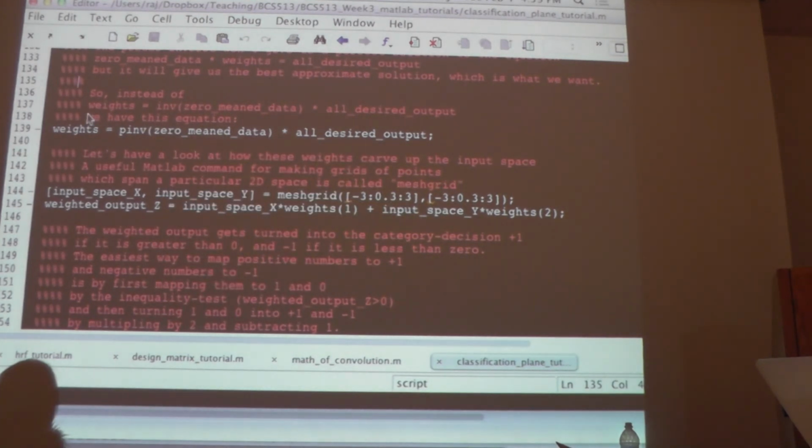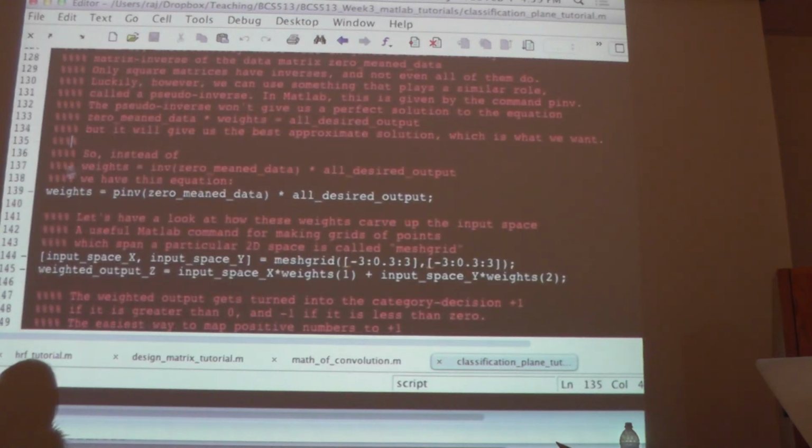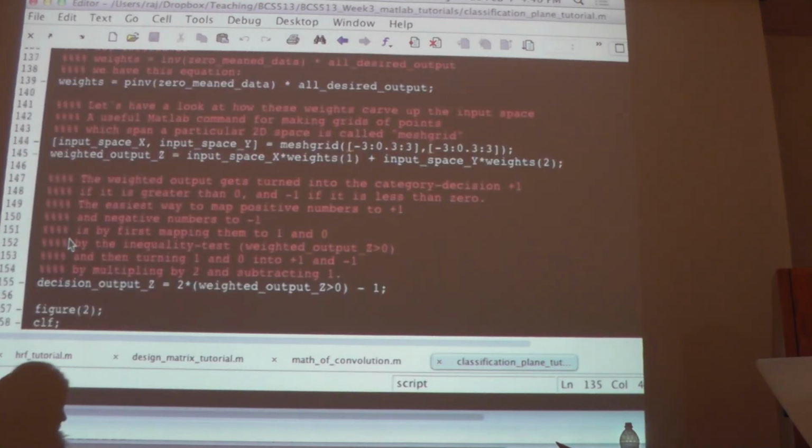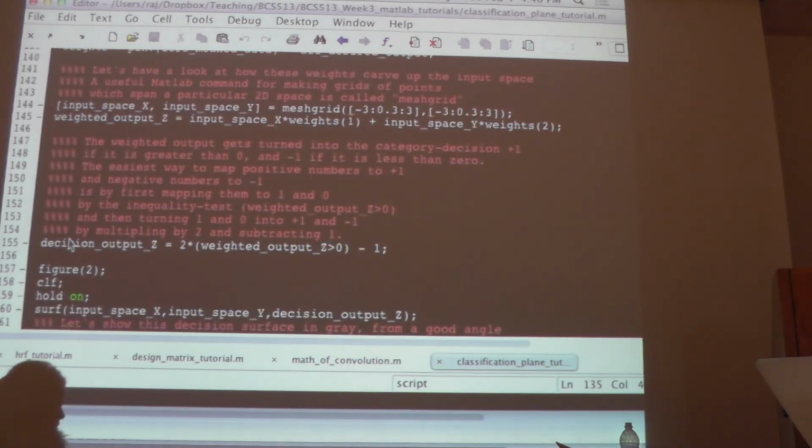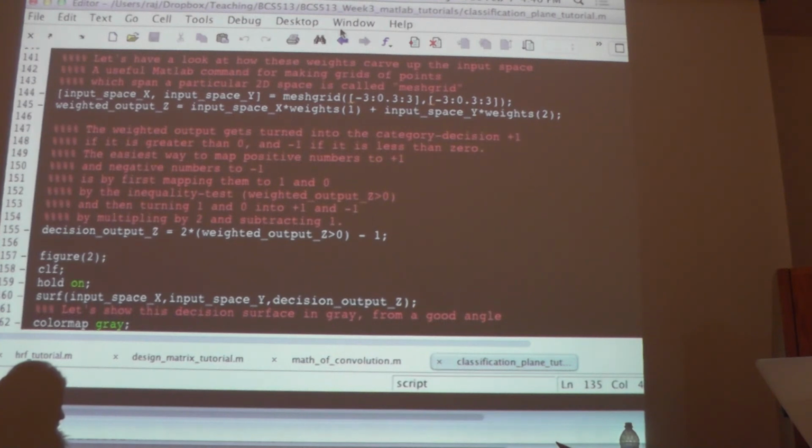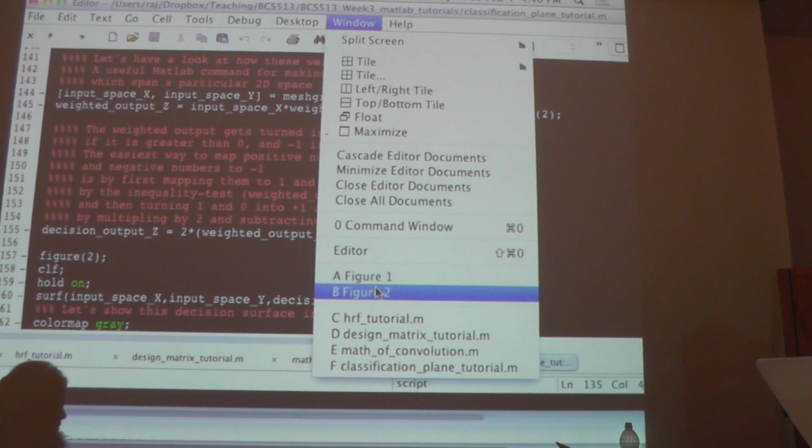So if I'm trying to recover the weights, I just do, in effect, 1 over the design matrix. I'm doing 1 over the data matrix in this case, but it's called a pseudo inverse. And the end result is that you get weights that give you an estimate. I'm sorry for going through this a little bit too quick, but we're going to mess with classifiers a lot more later on.